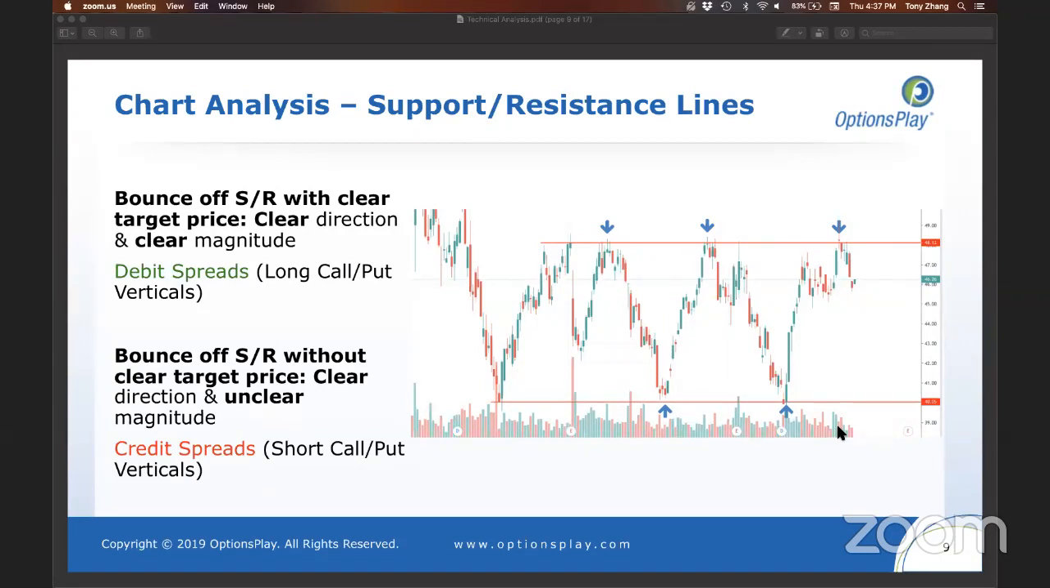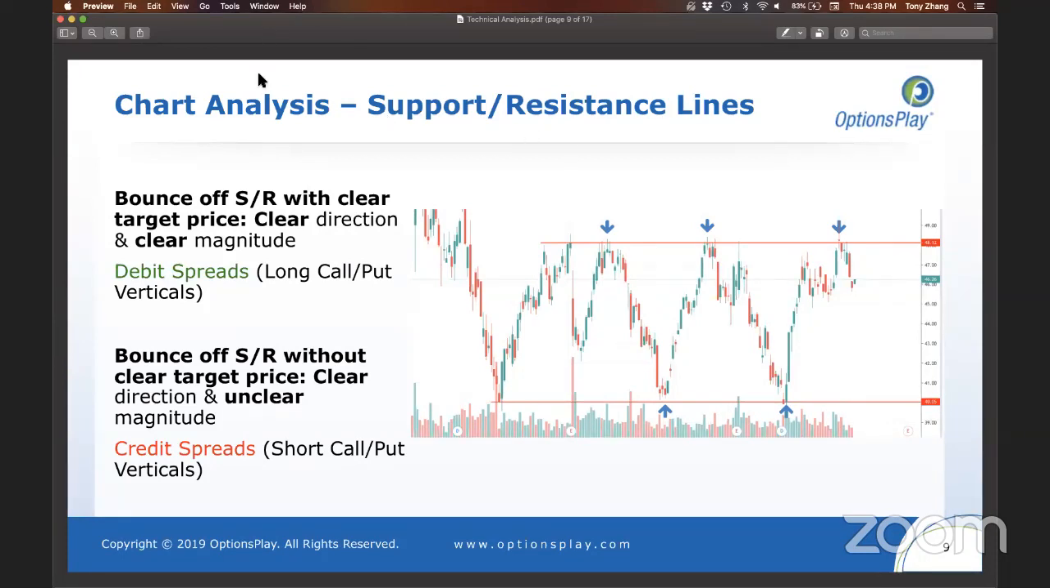If it does, please type yes into the chat window. If it does not, please type no, and we'll try to answer as many questions for everyone at the end. But I just want to do a quick check with everyone to see if everyone feels that they understand what I'm saying about selecting the appropriate strategy based on your outlook using something like support or resistance lines. Okay, great. I see a lot of yeses, which is great. I just want to make sure everyone understands where I'm heading with this.